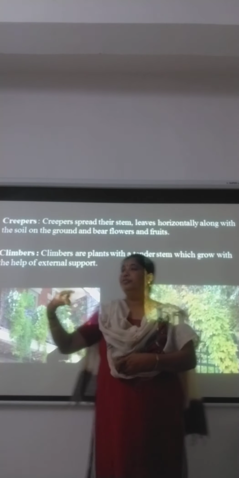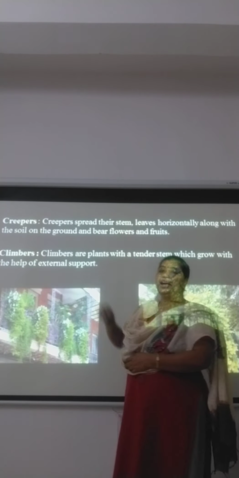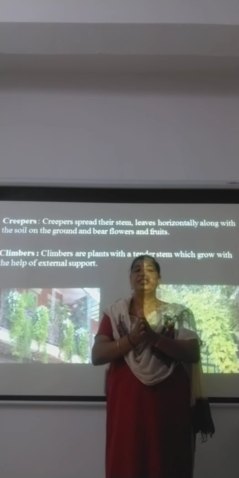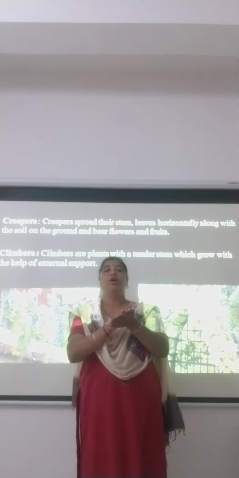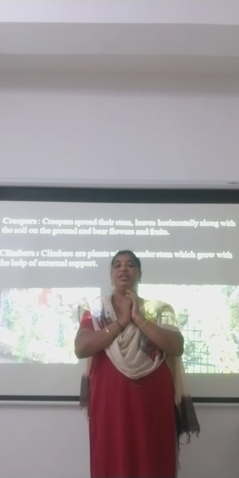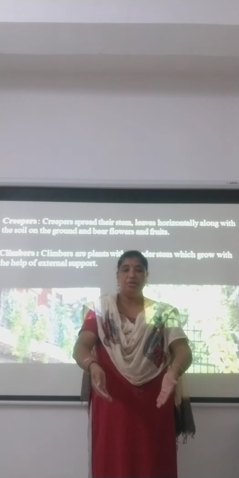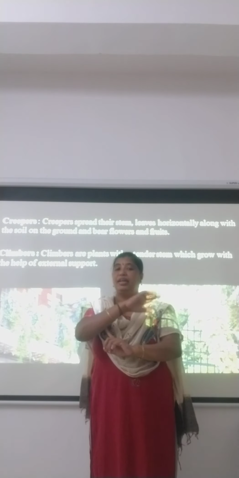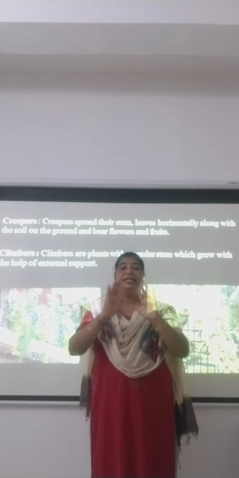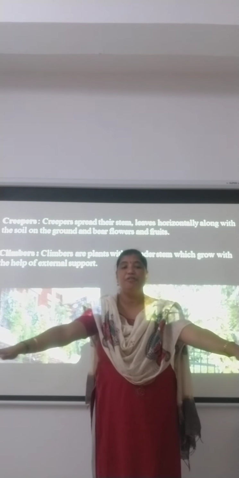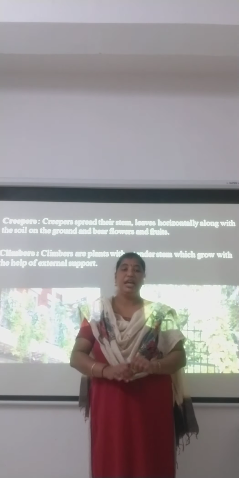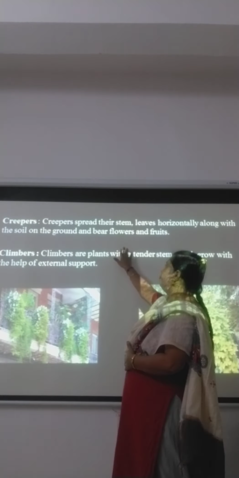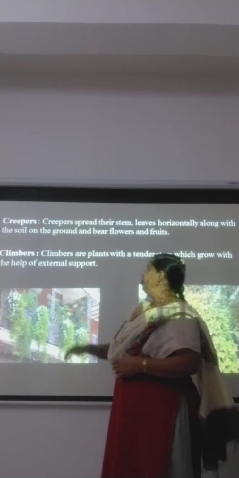Okay, and also we have got creepers and climbers. So what are creepers? Creepers are nothing but very small plants. The stem is very soft. They cannot grow straight from the ground. They cannot stand erect and grow like that. Instead, they spread themselves on the ground. Such types of plants are called creepers.